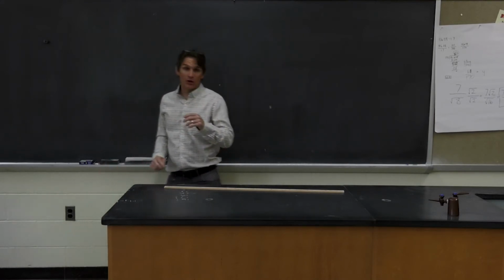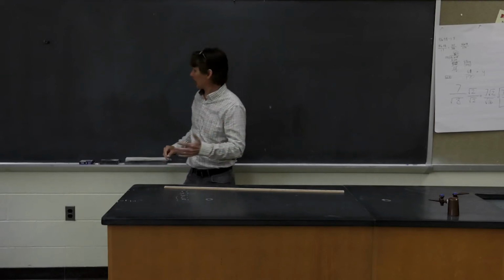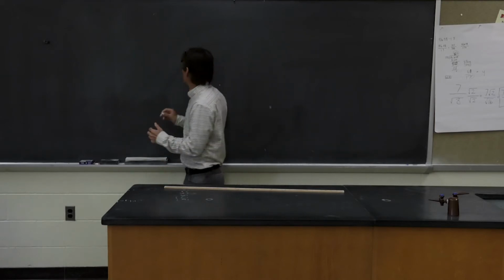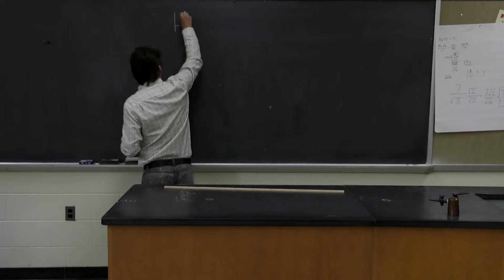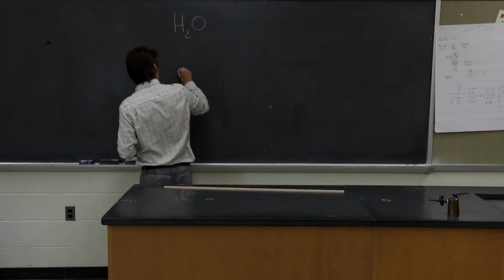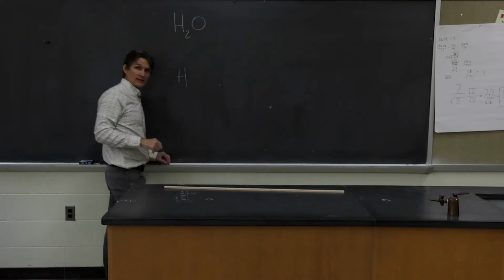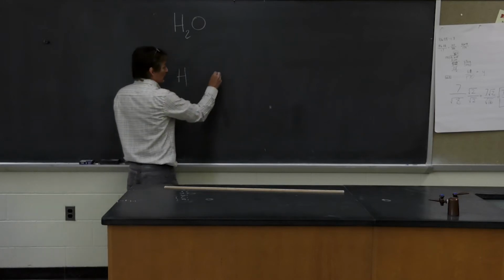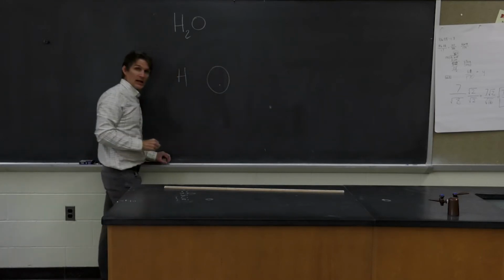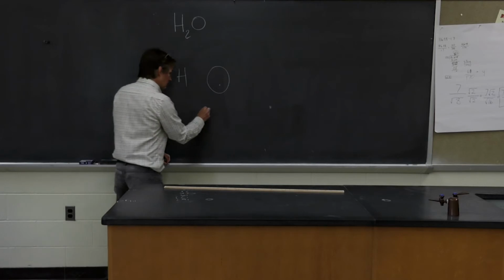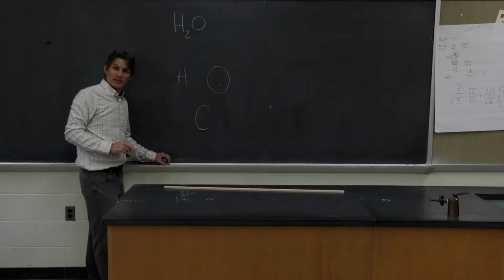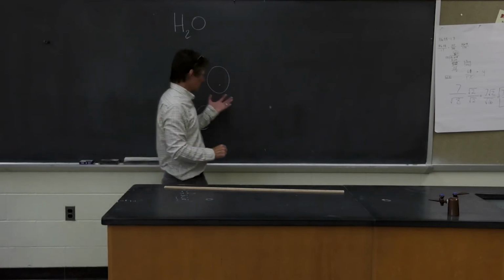All right, we're going to look at some symbolisms for atoms, ways that we symbolize them. So you probably noticed when I wrote water, I used an H to symbolize a hydrogen atom. I used an O to symbolize an oxygen atom. I used a C to represent a carbon atom. Where do we get these symbols from?